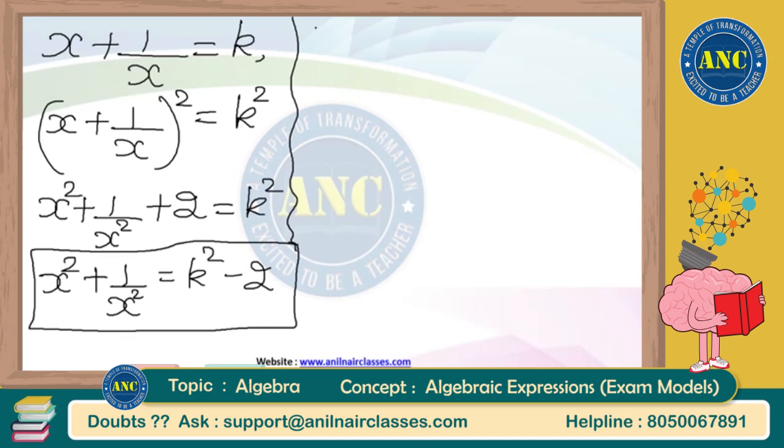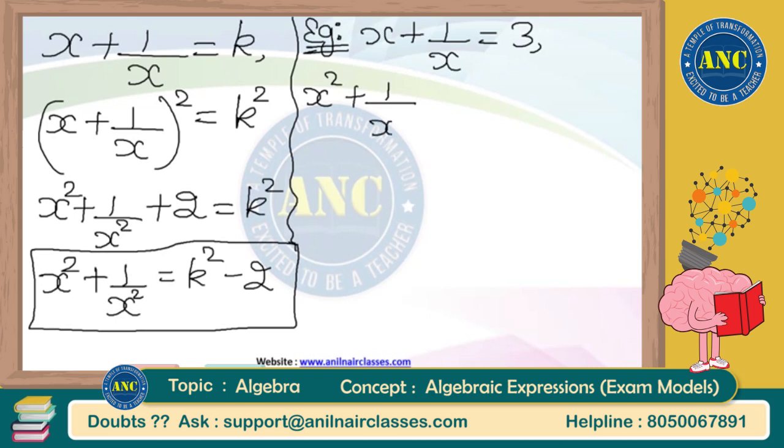One simple example, let us not complicate anyway. Assume that x plus 1 by x value is given as 3. Now I need to find x square plus 1 by x square value. We are all a little matured enough, sir. We will not be writing all this squaring on both sides and shifting the 2 to the right hand side. No, we are not at all interested. Very simple. Whatever value they have given here as 3, I will square that 3. It becomes 9. And I will subtract 2 from 9. X square plus 1 by x square is 9 minus 2. How much is it? 7.